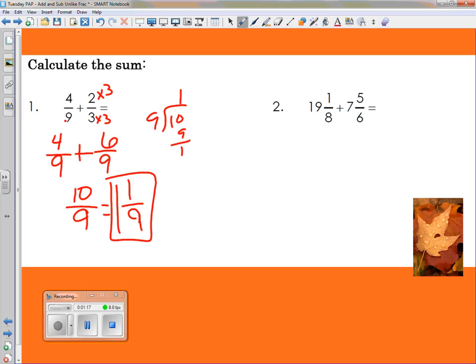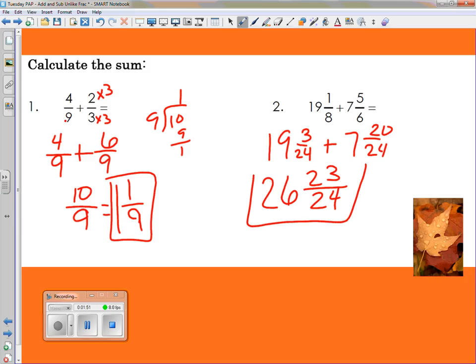Number 2, I have 19 and 1/8 plus 7 and 5/6. So I am going to change my denominators, and I'm going to use 24. 8 times 3 is 24, so 1 times 3. 6 times 4, so 5 times 4. Now I'm going to add my 3 and my 20 to get 23 over 24. And 19 and 7 gives me 26. And that would be my final answer. Cannot simplify it anymore.